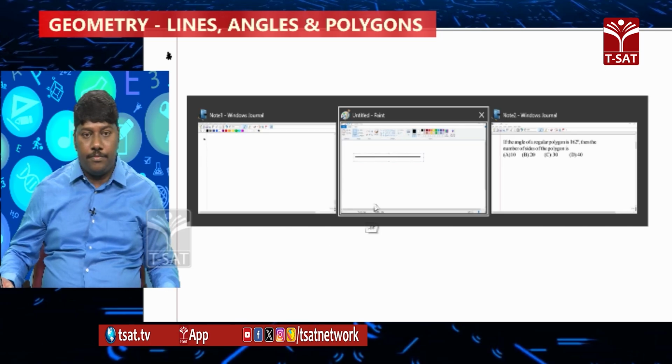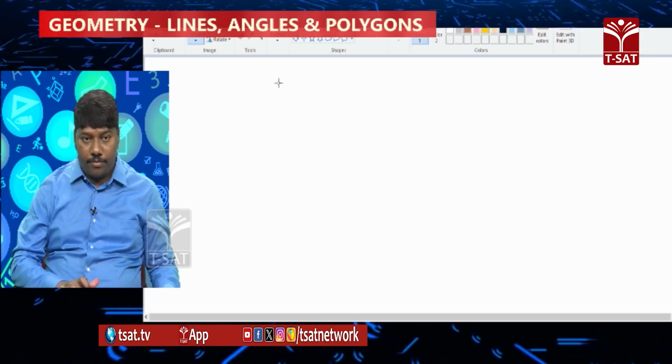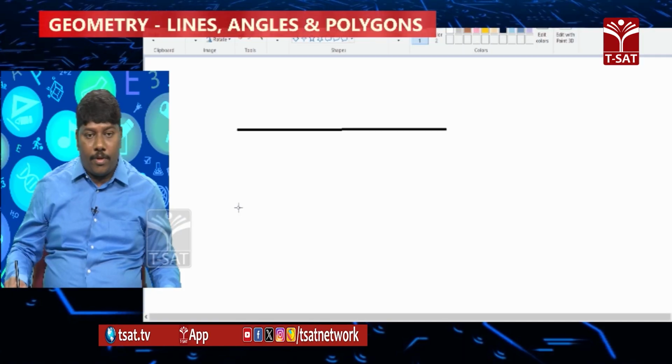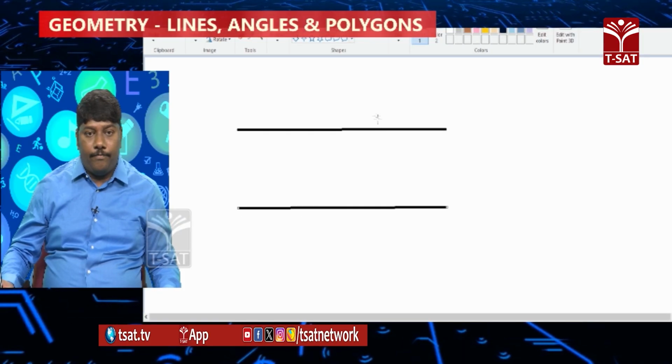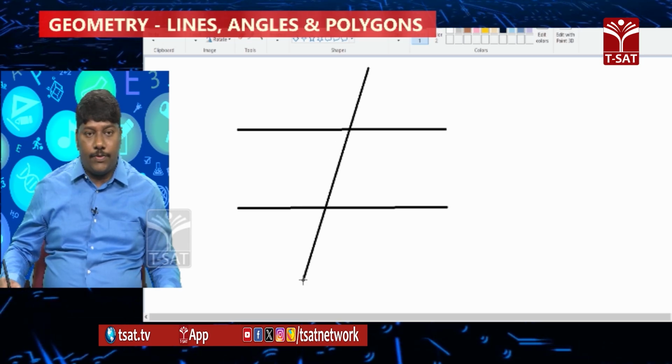Now, take 2 lines, 2 parallel lines which are intersected by a transversal.